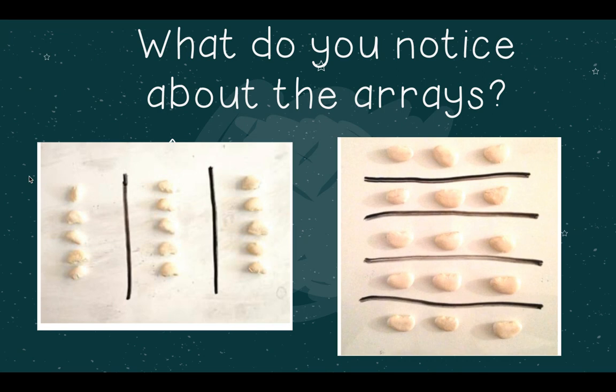Okay, so what do you notice about the arrays? So these are a picture of the arrays that you just looked at, okay? The array on the left is the array that has the columns. And then the array on the right is the array that we just looked at, and it has the rows. So what do you notice is the difference? Take a minute to think about it. Just take a look at our arrays. How are they different? How are they similar?